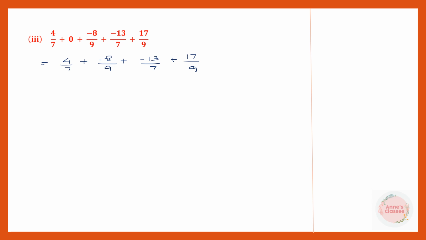So now we can arrange the like terms together, that is those with the same denominator. So 4 by 7 and minus 13 by 7 are like terms. So let's write that 4 by 7 minus 13 by 7. So this forms the first group. Plus, let's take the second group, minus 8 by 9, and the other rational number is plus 17 by 9. This forms the second group.